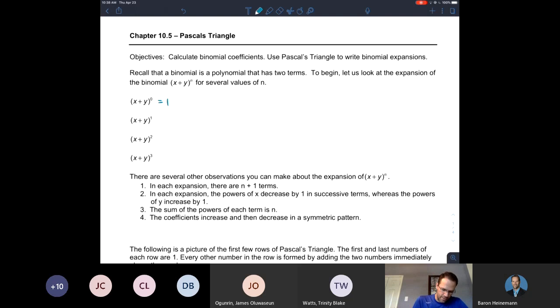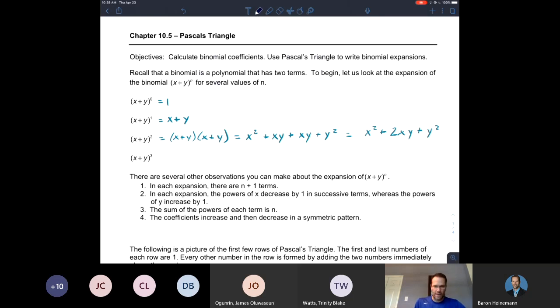The second one, x plus y to the first power. Well, you're not raising it to anything but 1, so it's just x plus y, no change. The third one is technically x plus y times x plus y, and you would FOIL that. I don't think anybody has any trouble there. You get x squared plus xy plus xy plus y squared, which of course simplifies to x squared plus 2xy plus y squared.